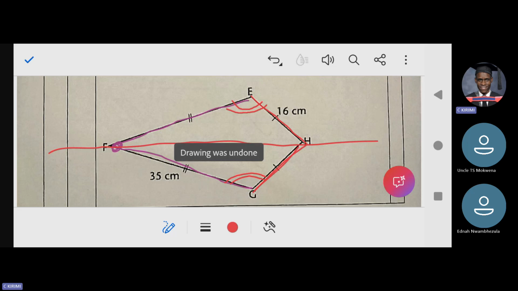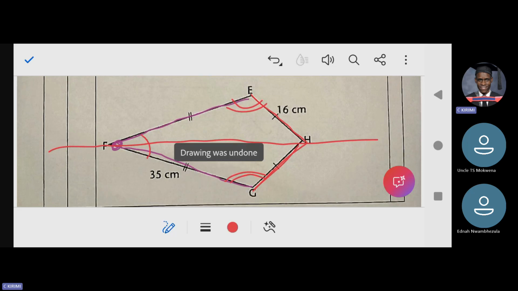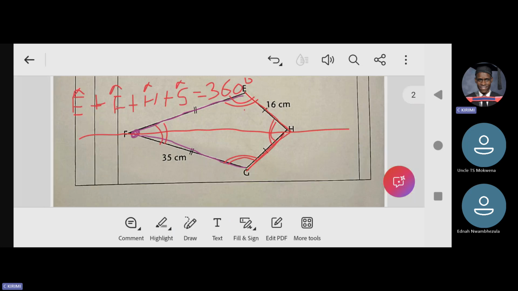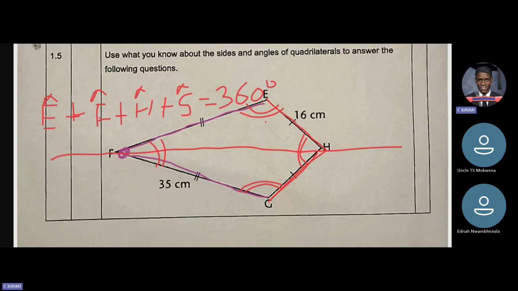And once you add all the angles, we said all the angles for a quadrilateral must give you a sum of 360. So we are saying angle E plus angle F plus angle H plus angle G must give you a total of 360 degrees. So if you add those angles, you must get 360 degrees. That's what we told you in class. I taught you this because it's a quadrilateral. Are we multiplying here? No, we are just adding the angles.